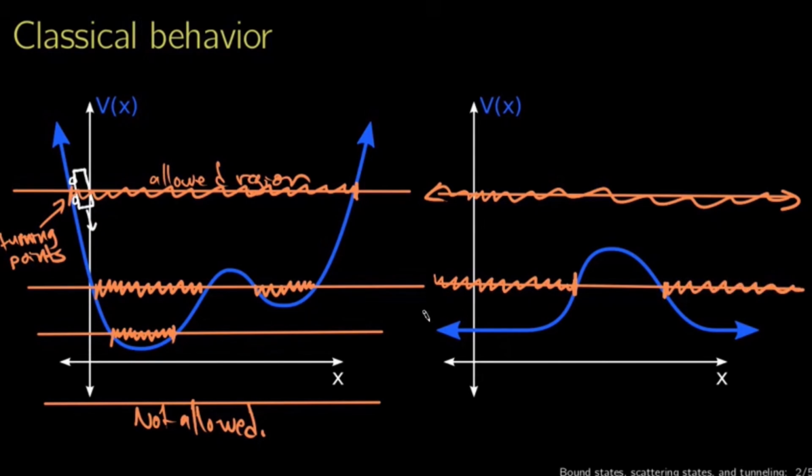A cart that does not have enough kinetic energy to clear this hill will roll up the hill, stop, and then turn back. A cart rolling in from the other direction would roll up the hill, stop, and turn back. So that's what we would expect a classical object like a cart rolling around on a surface, for instance, to make an analogy between this potential energy V of x and the gravitational potential energy. That's what the behavior of such a cart would look like.